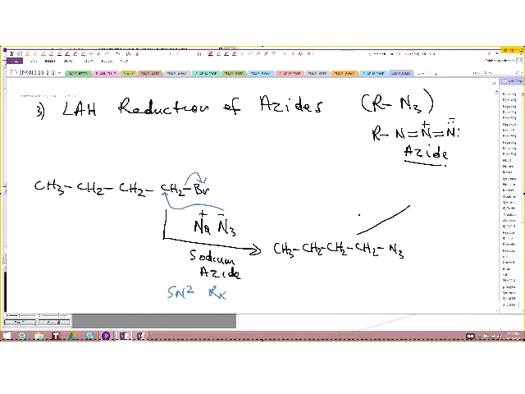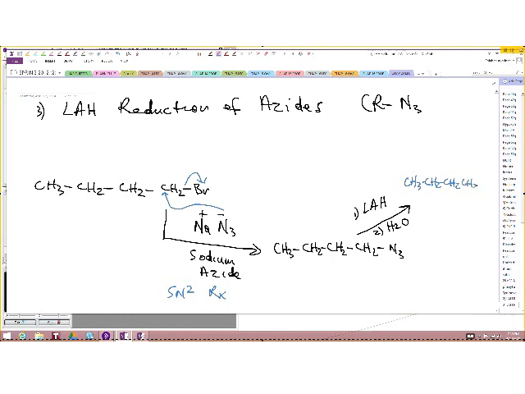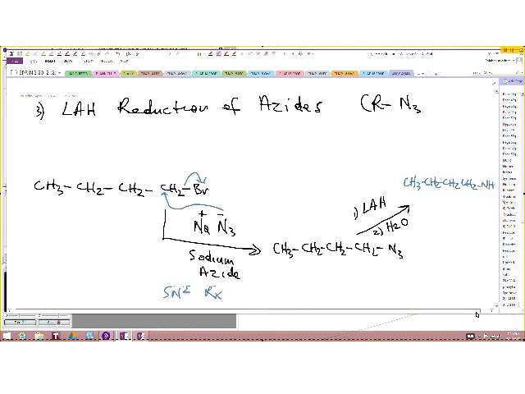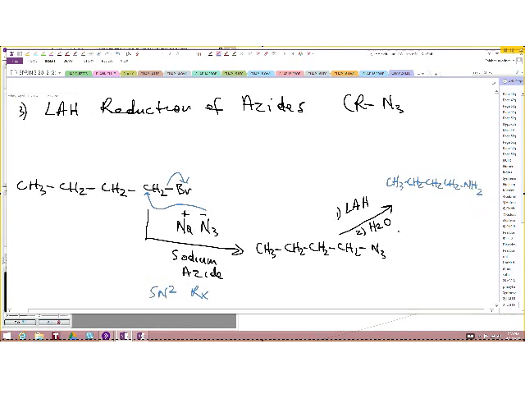And then when you take the alkyl azide and react with LAH, followed by water or dilute acid, what you obtain is the primary amine. Okay, so reduction of the azide with lithium aluminum hydride will directly give you a primary amine. So that's method number 3.